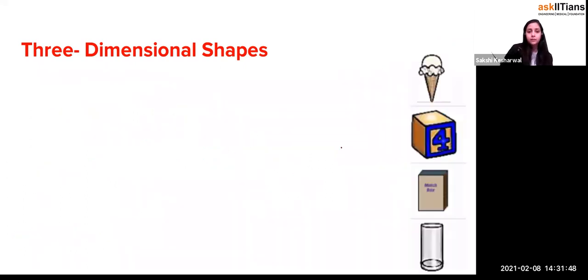Now we have many figures. Over here you see this is an ice cream cone, right? Will it have flat surfaces? It will not have any flat surfaces. Yes, this will have a curved surface. So this is an ice cream cone, and this will not have any flat surfaces. It will have just one vertex, right?